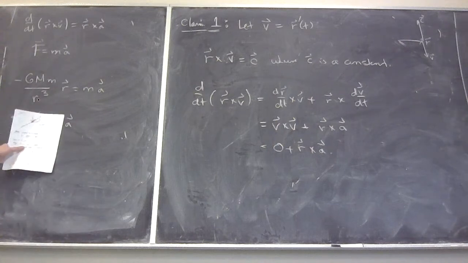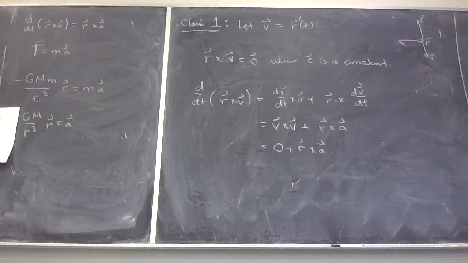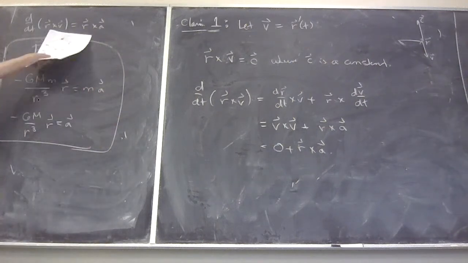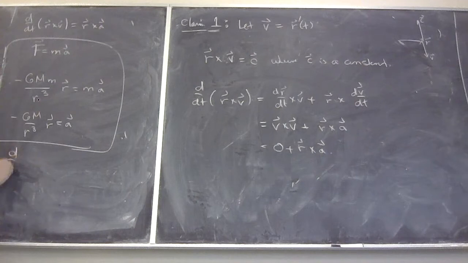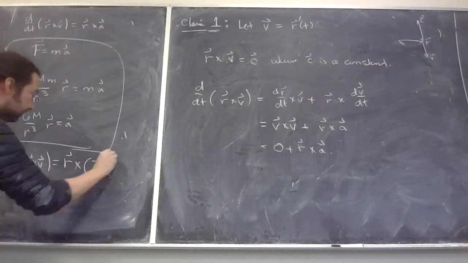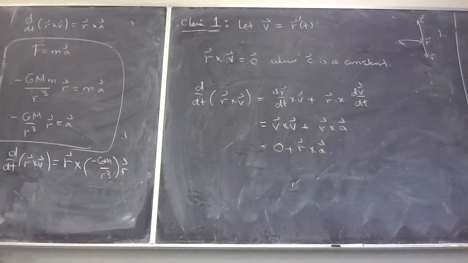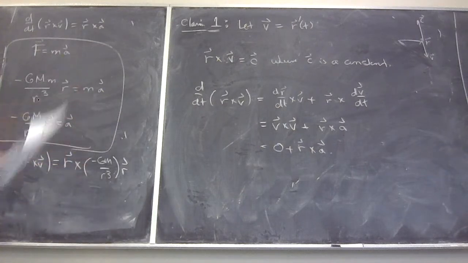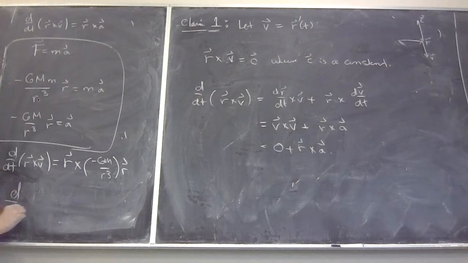But wait, that means that a, the acceleration, is a scalar multiple of the vector r. So we do this computation off to the side. We take this, and what we get is d by dt of r cross v is equal to r cross minus GM over r cubed r. Those vectors point the same direction. What's the cross? 0. Oh, d by dt of r cross v is the 0 vector.